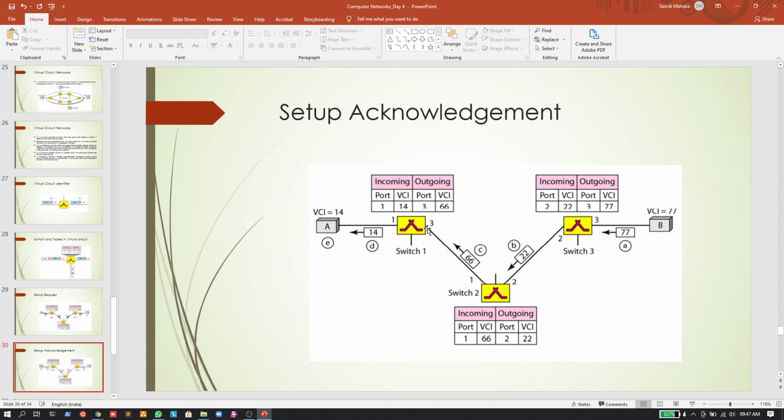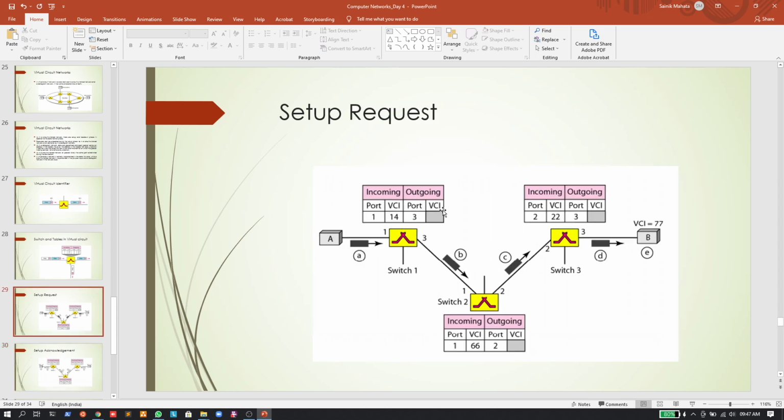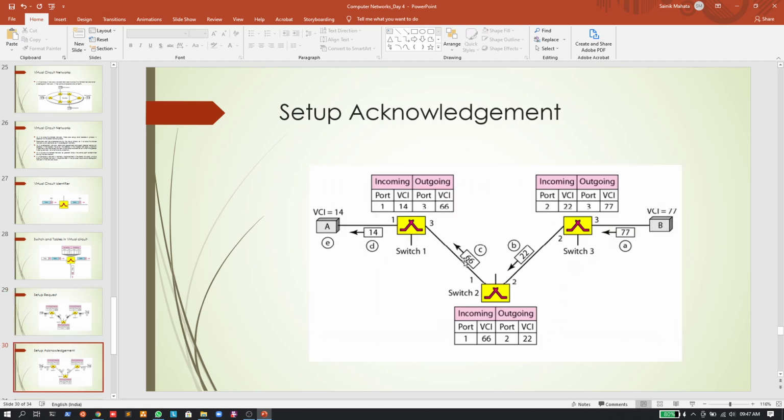So again, if you go to the previous example, port number 3's VCI was missing, but now after it receives the packet like this, it will just take the data and update its VCI like this. Okay. Now again, from port number 1, the data that will be sent will actually be 14. So 14 is the VCI here. So again you can see that the packet D is being sent to A, right, and A will receive the VCI number as 14, right.